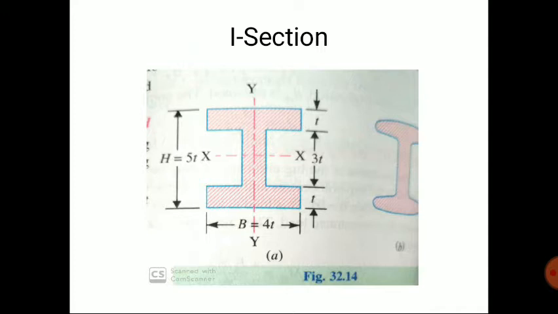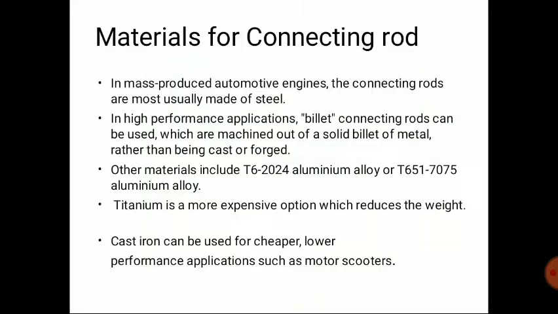The different dimensions, height and width, are shown here. And as all of you know, there are two parts to an I section, the top flange and bottom flange, and the middle web section. Top and bottom sections are called flange, the middle section is called web. These are different materials for connecting rod: steel, cast steel, aluminum, titanium, etc.